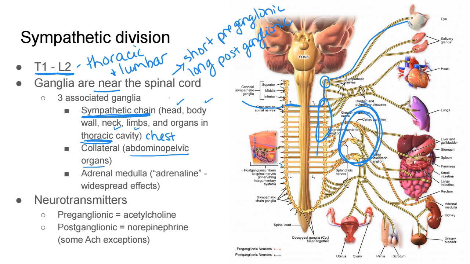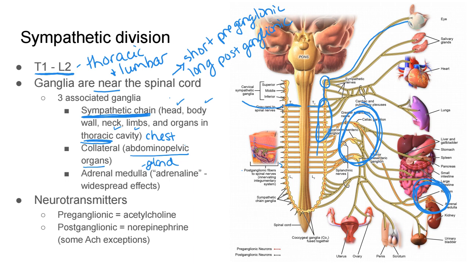And then we have our exception, because there's always an exception to the rule, and that's the adrenal medulla. This one has a long preganglionic neuron that goes all the way to your adrenal gland. This is your adrenal gland. It goes all the way to the adrenal gland and synapses there at the effector. The adrenal gland is going to release our adrenaline, and so it has widespread effects, not just one particular area of the body. So sympathetic chain: head, body wall, neck, limbs, thoracic cavity; collateral: abdominal, pelvic. Basically, if you remember, collateral is abdominal, pelvic, and sympathetic chain is everything else. And then the adrenal medulla, like I said, that adrenaline release has an impact on multiple organs throughout the body.